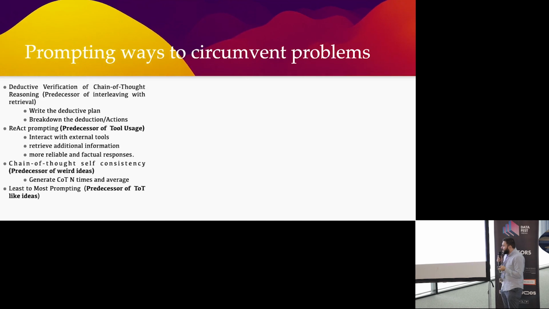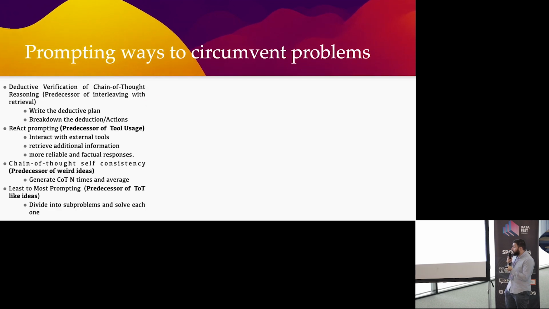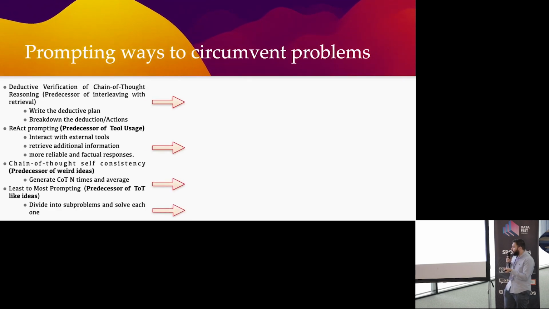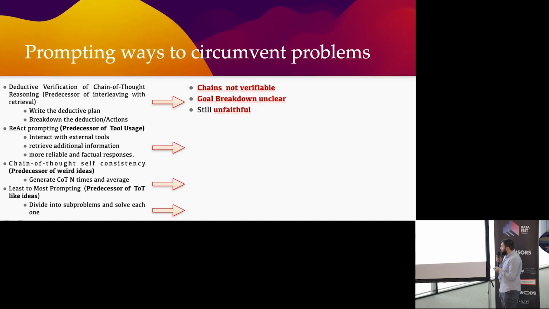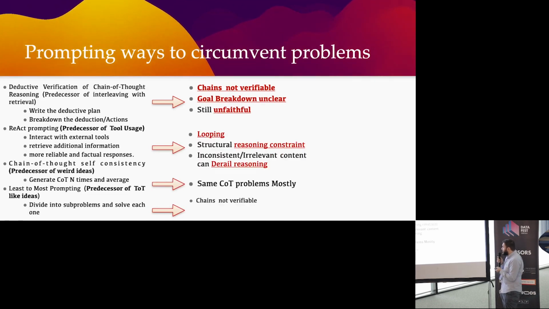also very costly. Then there's least-to-most prompting, which is the predecessor of tree-of-thought-like ideas, which we're going to cover later. It's good because it says, okay, let's divide it into sub-problems and solve each one step by step. All of these methods have quite big problems.